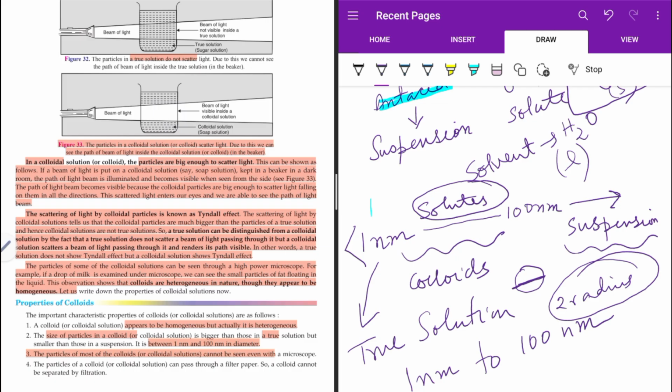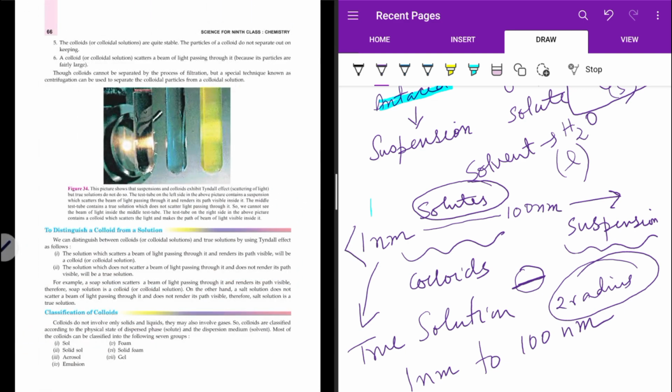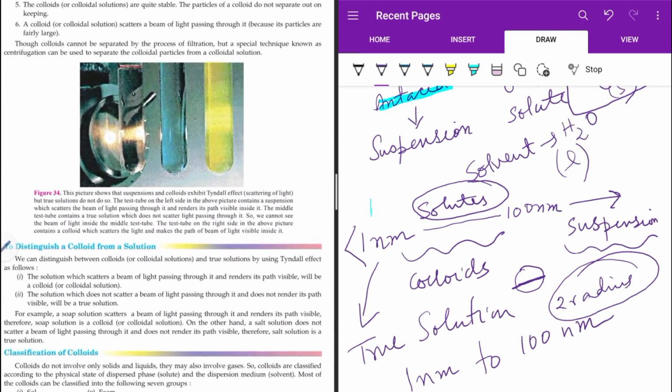Okay, so it is seen under a high power microscope, but it cannot be seen under a simple microscope. The particles of a colloid can pass through the filter paper. So actually you cannot separate these particles by physical methods like filtration. Why? Because the size of the colloidal particles is 1 nanometer to 100 nanometer, and they pass through the pores of the filter paper, because the pores of the filter paper are larger than these particles.